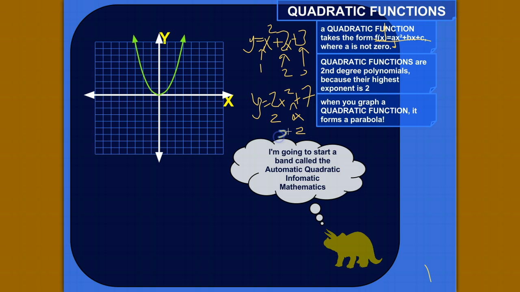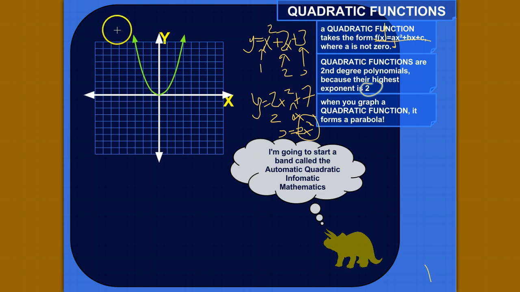or could have been y equals 2x squared. The absolutely critical thing is that there is something x squared and nothing higher than x squared. 2x cubed plus 1x squared would not be a quadratic function. Okay, and that's why they're called second degree polynomials. Their highest exponent is 2.